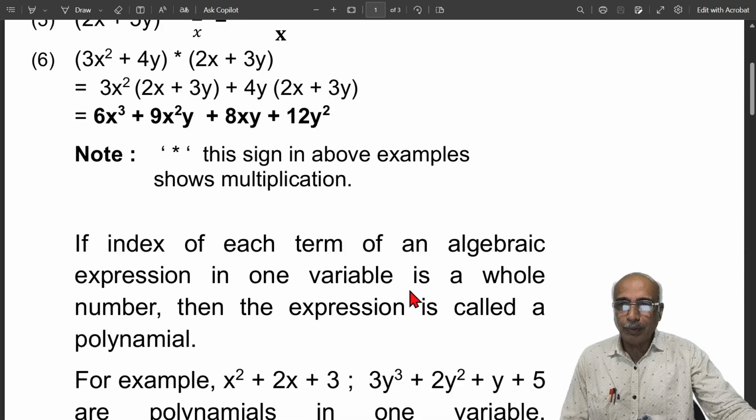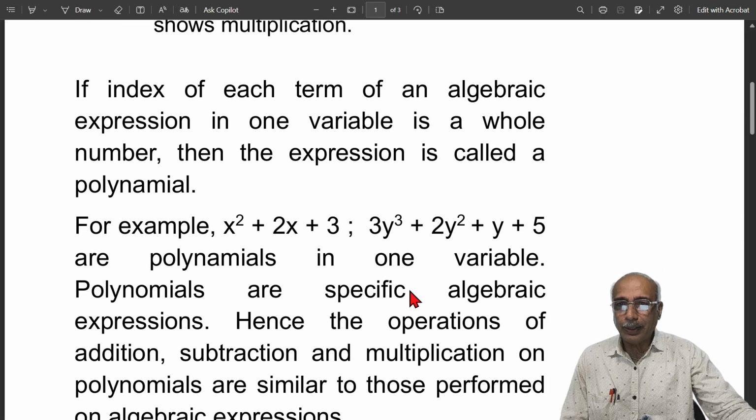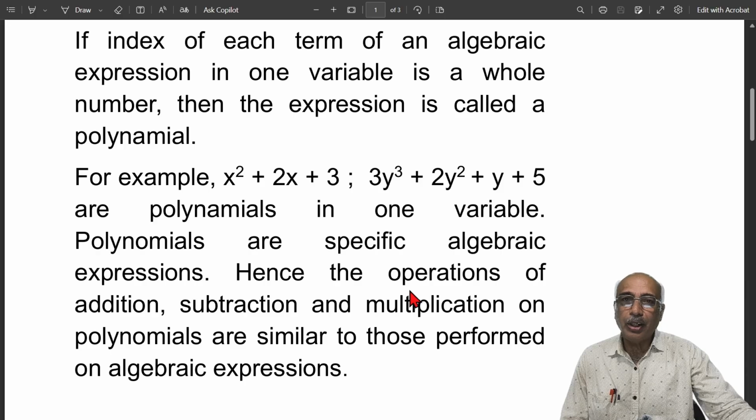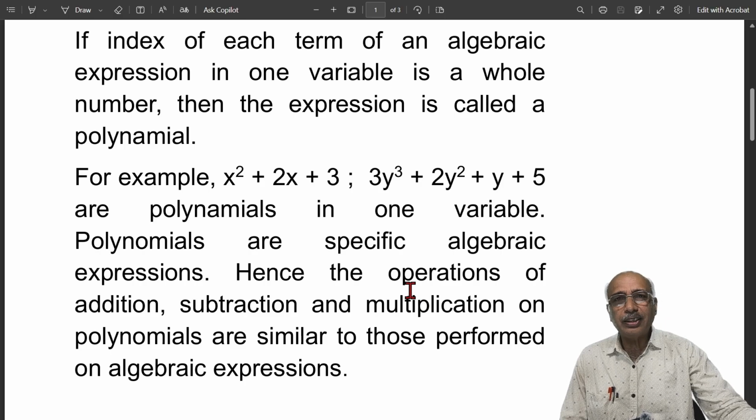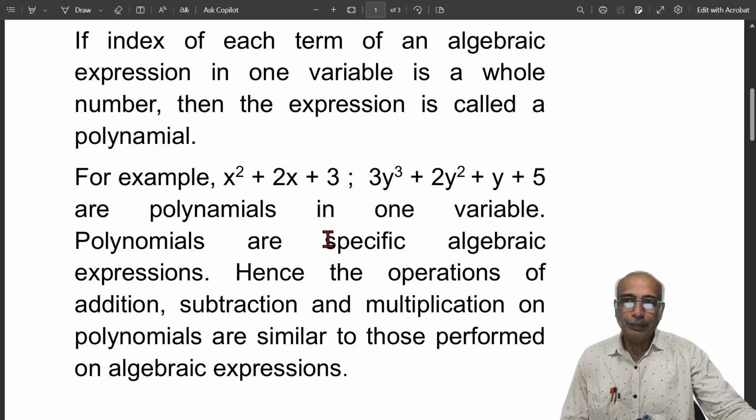Now let us come to the new topic, that is known as division of polynomial. In this, let us understand what a polynomial is. If the index of each term of an algebraic expression in one variable is a whole number, then the expression is called a polynomial. The examples of the same are x square plus 2x plus 3.